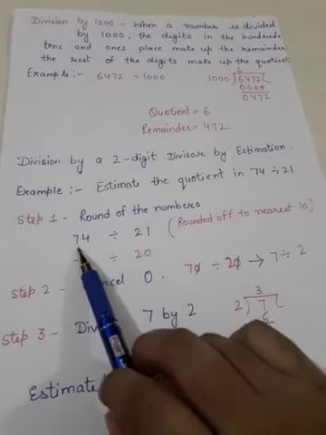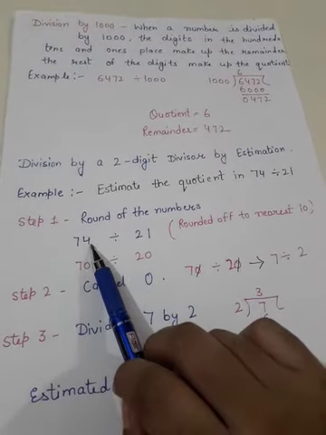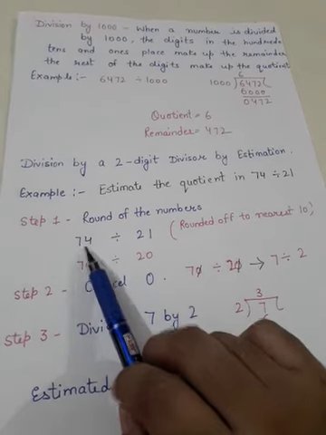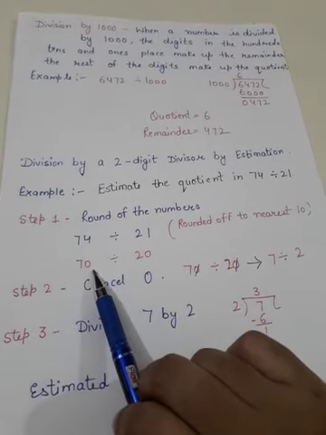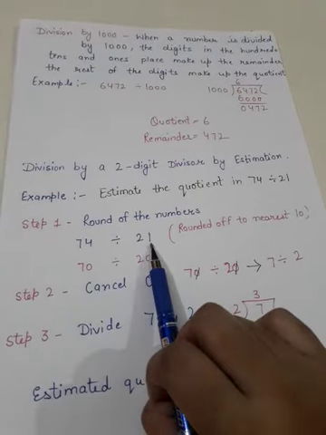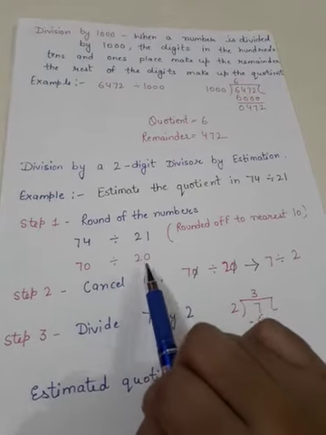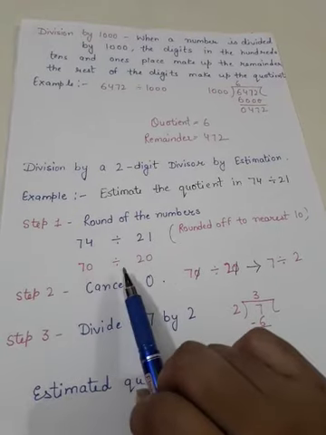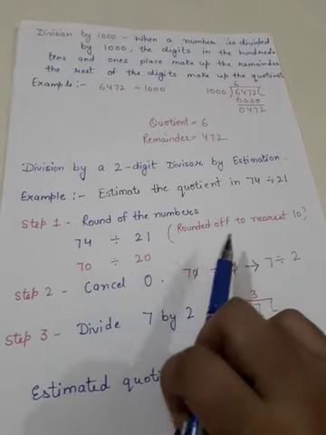When you round off 74, you know 4 is less than 5, so there is no change: 4 becomes 0 and 7 remains the same. So this is 70. Same here with 21: 1 is in the ones place, we compare 1 with 5, 1 is less, so it becomes 0 and 2 stays as it is. So 70 divided by 20, right, we did the round off.